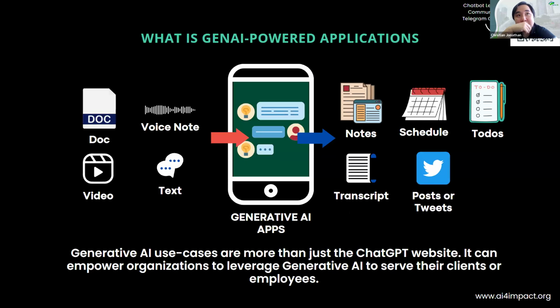What we do is that we don't just focus on teaching people how to use ChatGPT on the website, because ChatGPT or Gen AI is so much more than that. Gen AI can actually be used for external facing applications. For example, ChatGPT, as the brain, can do more if it's connected to the body.